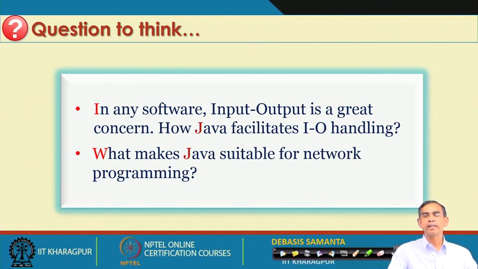So, this is about multi-threading, and after multi-threading the next important thing is how input and output to a program can be handled, because Java is for internet programming, with input and output from many sources. How Java can manage the different sources of input and output, we will discuss in our next discussion.